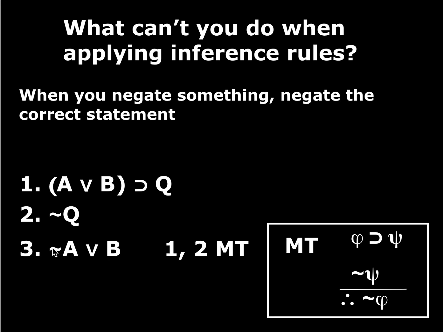Because why? Because this tilde isn't negating the disjunction. This tilde is only negating the first disjunct, okay? The result of modus tollens here would be the negation of the antecedent. It would be the negation of this whole disjunction. So don't do this, it would have to be this, right? The negation of the antecedent. This is correct. Not that, that.